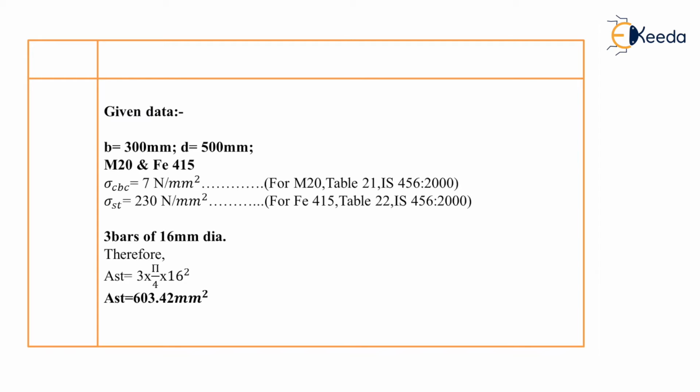So we get the area of steel, AST, equal to 603.42 mm square. Now our second step is to calculate the modular ratio, and we have the formula M equal to 280 divided by 3 into sigma CBC. We have already got sigma CBC from table number 21 as 7. Putting this value in the formula, we get M equal to 13.33.